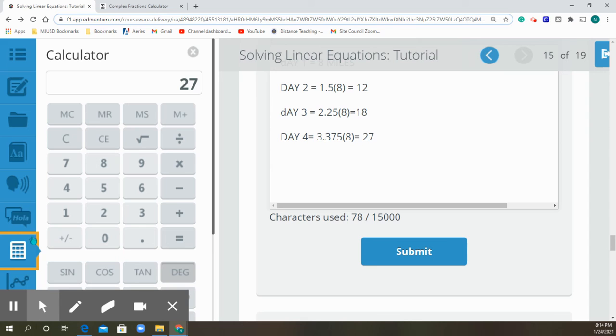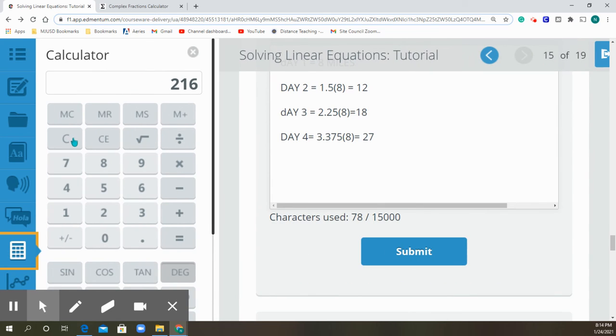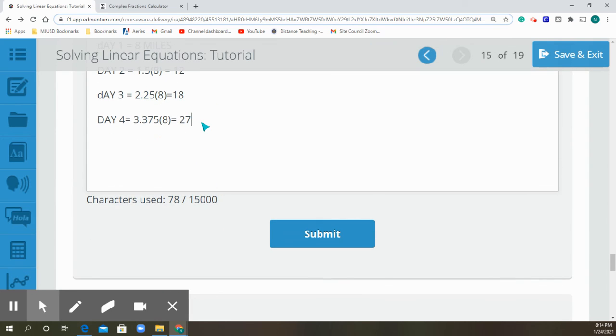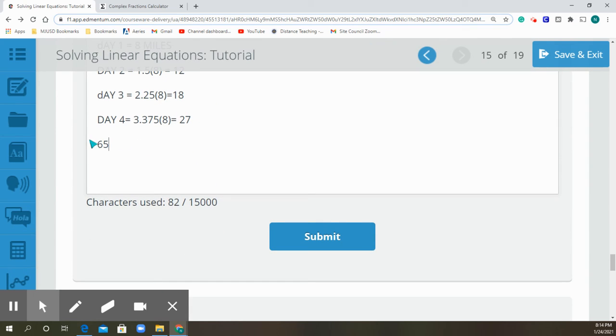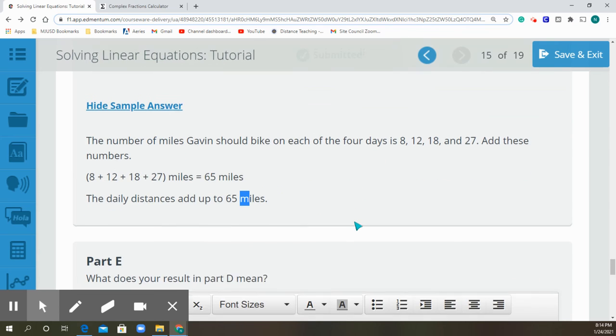Now, I don't know about you, but I cheat. I'm going to do the calculator business. Hey, Siri, what is 8 plus 12 plus 18 plus 27? 8 plus 12 plus 18 plus 27 is 65. Yeah. So, there's more than one way to do this type of thing. So it does equal 65. We did it correctly. We checked it. Submit. 65. All right. Nice.